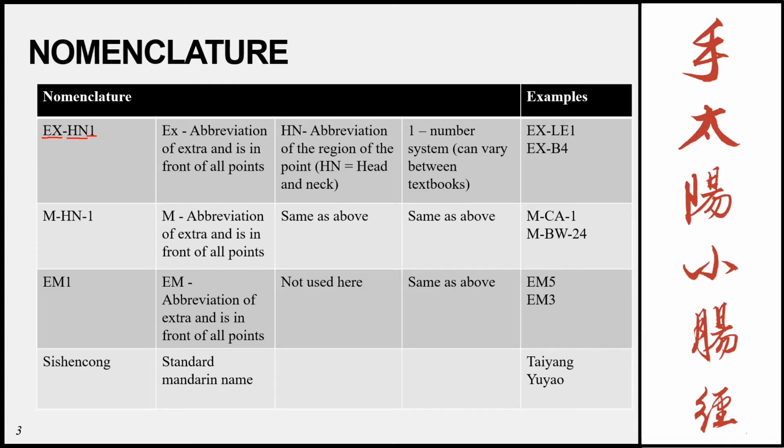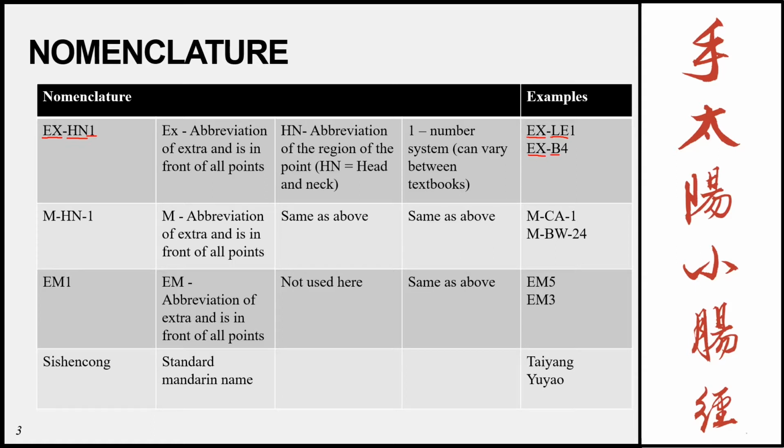And then here's 2 more examples just to give you an idea. If we look at the first example, it's EX-LE1. So what this stands for, again, EX is the same abbreviation for extra points. And then the LE is the lower extremity, and it's the first point. The next one is EX-B4. So the EX again, extra point, dash, B for back, and it's the 4th extra point.